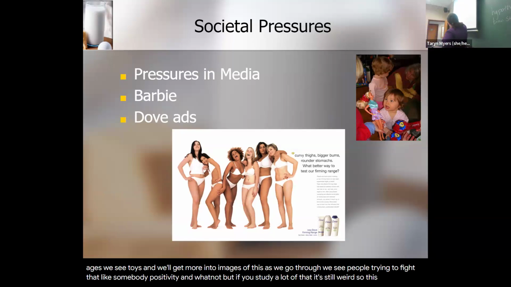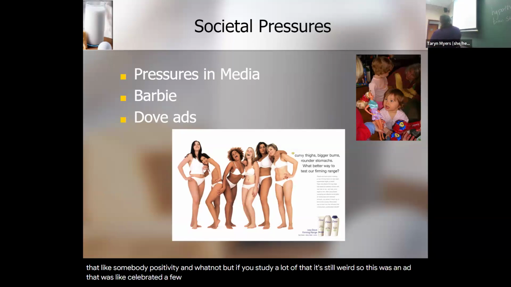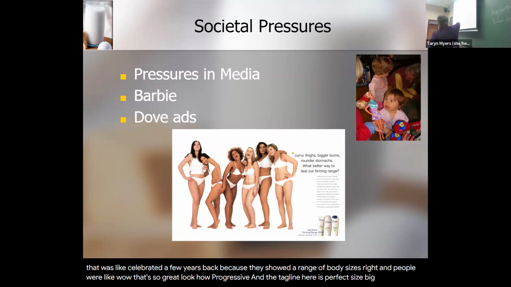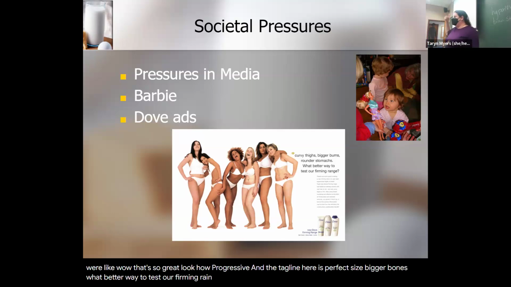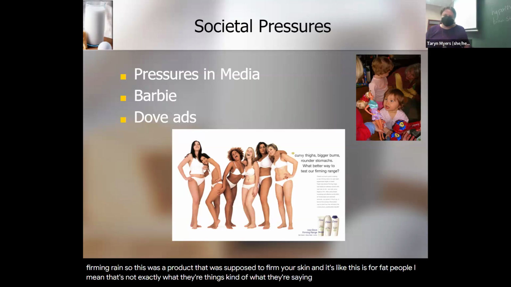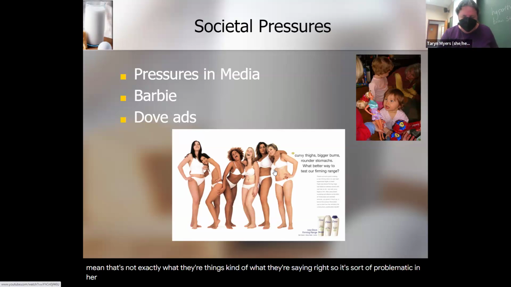So this was an ad that was celebrated a few years back because they showed a range of body sizes, right? And people were like, wow, that's so great. Look how progressive. And the tagline here is: perfect size, bigger bums, rounder stomachs. What better way to test our firming range? So this was a product that was supposed to firm your skin. And it's like, this is for fat people. I mean, that's not exactly what they're saying, it's kind of what they're saying, right? So it's sort of problematic in its own way.